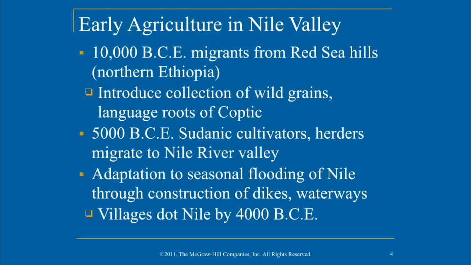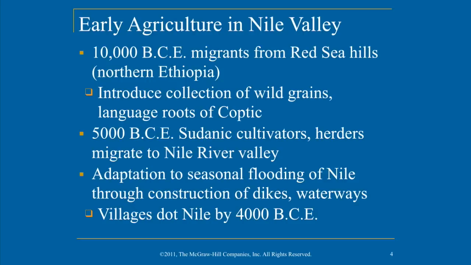Around 5000 BCE, the Sudan dries up, like we talked about a couple slides ago, and those people who are farmers and those herders need to move to the river valley because they're following their crops and they're following their animals to make sure that they're able to survive now that the Sudan is dried up.